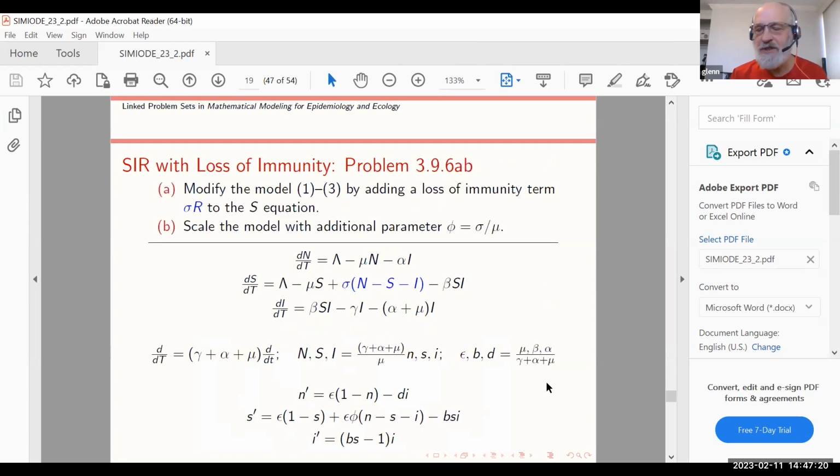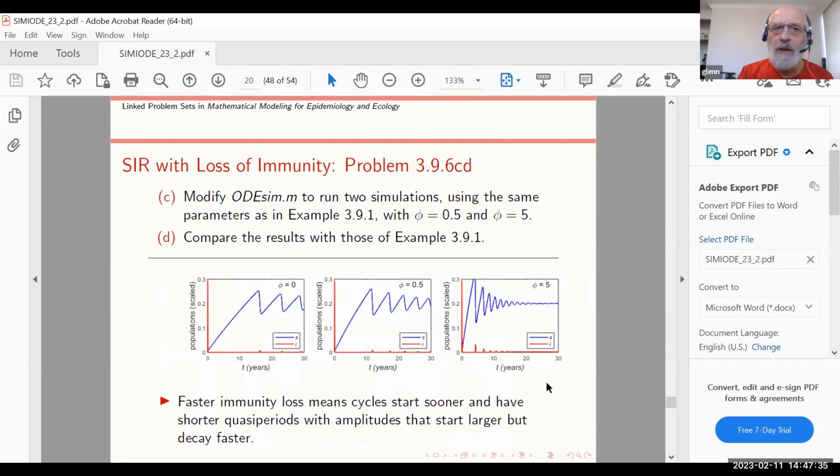All right, now the first question we're going to ask students is to add in the problem with loss of immunity and scale it. In the interest of time, I put this slide in to show just the blue part in the S equation, but I'm not going to talk about it any more than that. Next, we modify a computer program to run 2 simulations. I'll talk a little bit more about that in a minute. And then we compare the results.